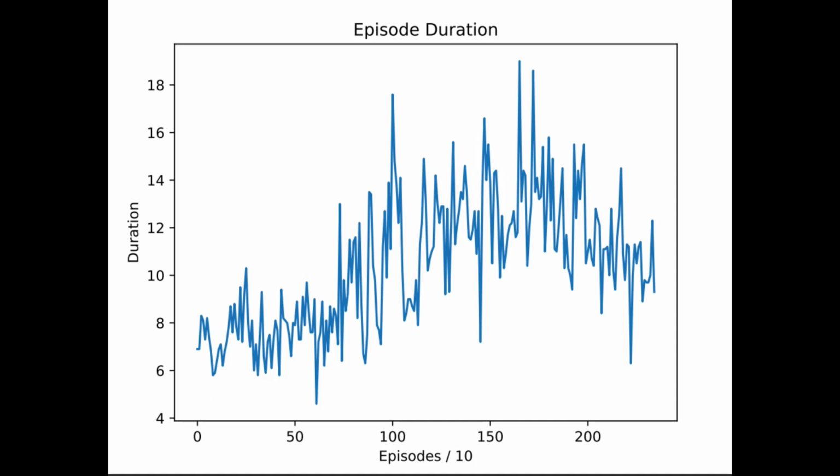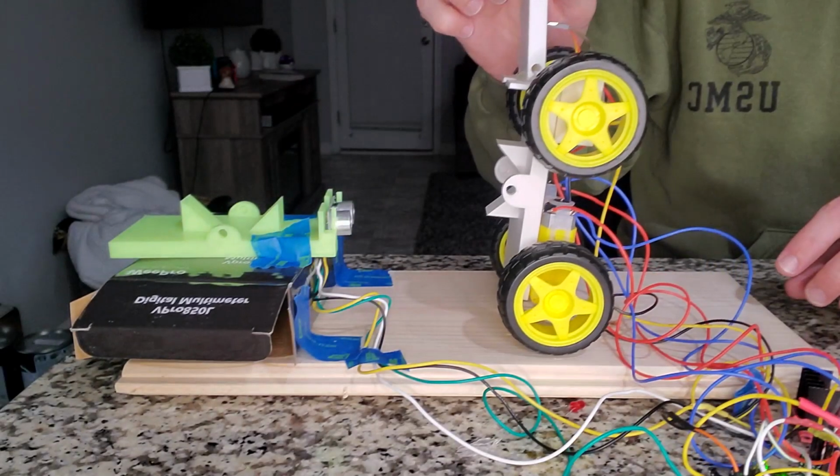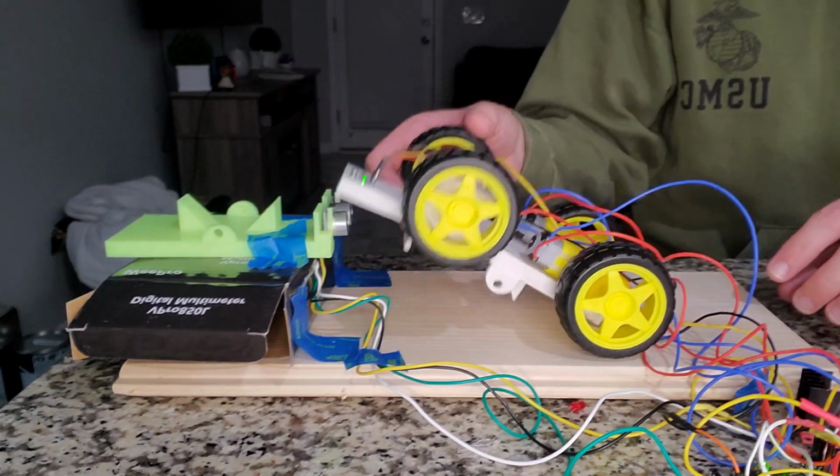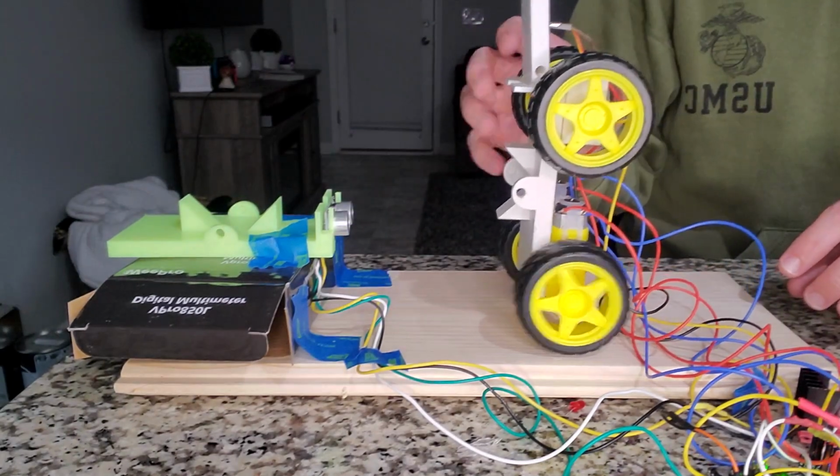I had a few more ideas I wanted to try to get this to work, but the wire snapped off from one of my motors, and I did not have enough time to replace it. So this is where my project ends.